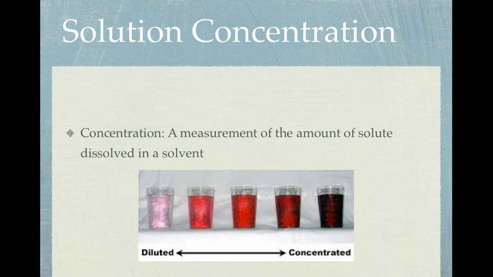When we're looking at solutions, we also look at the concentration of the solute in the solvent. So as you can see in the image below, if it doesn't have very much solute, it's called a diluted concentration. The more solute you add, however, it becomes more and more concentrated.